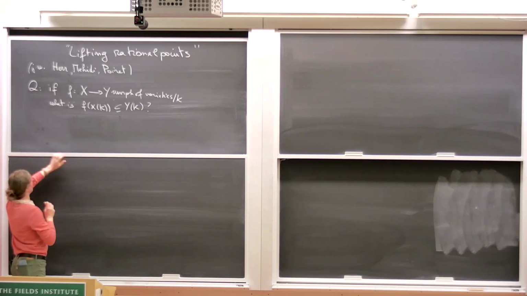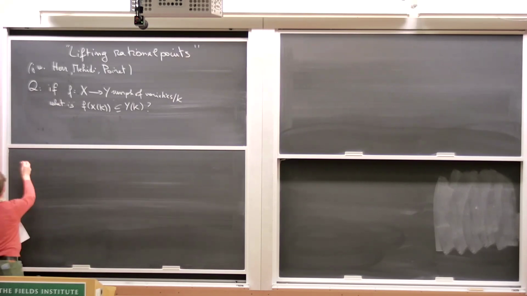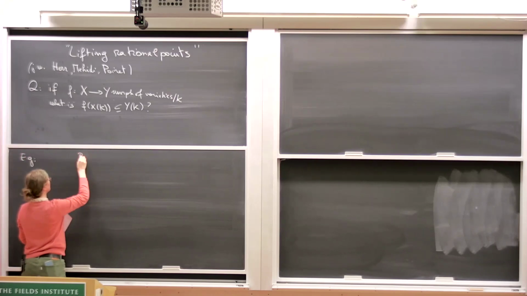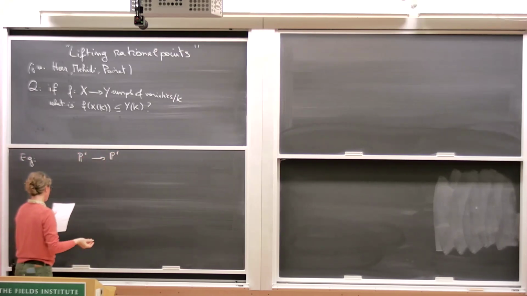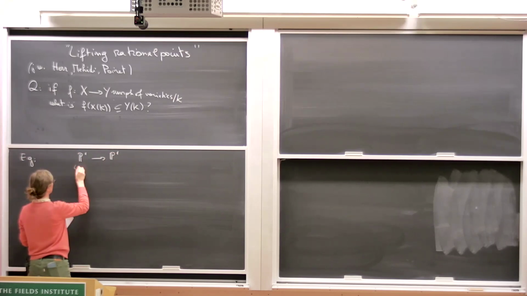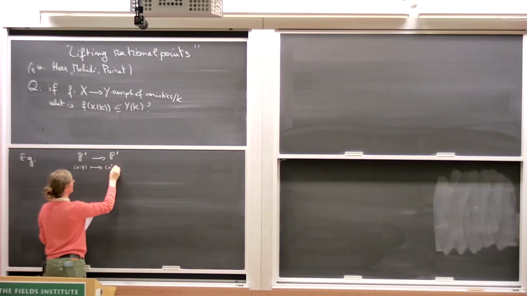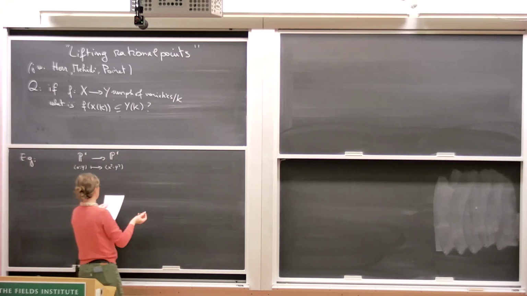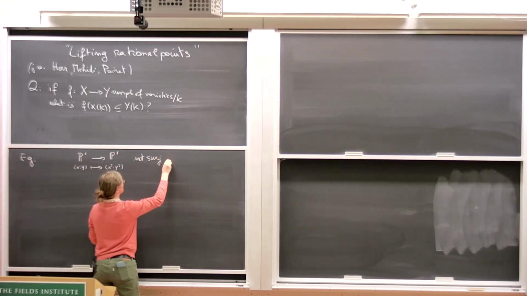So let's see. We are going to look at an example. The example is the running example of my talk. It's very simple. P1 to P1 over your favorite field, for example, the field of rational numbers. And I'm just going to take the map that squares the coordinates. And this is a nice projective map. And this is not surjective on Q points.